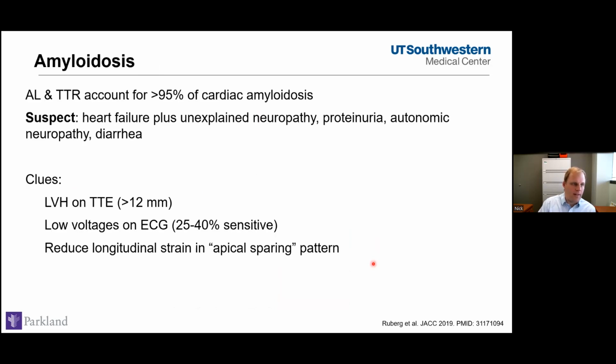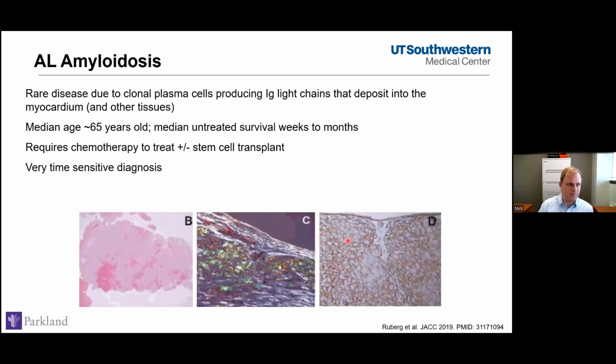And then very quickly, AL amyloid and TTR amyloid. So these account for greater than 95% of cardiac amyloidoses. Again, I think we all now have kind of had enough exposure. We know to look for LVH with low voltages and this apical sparing pattern on echocardiogram in longitudinal strain. Those are, of course, the classic features there.